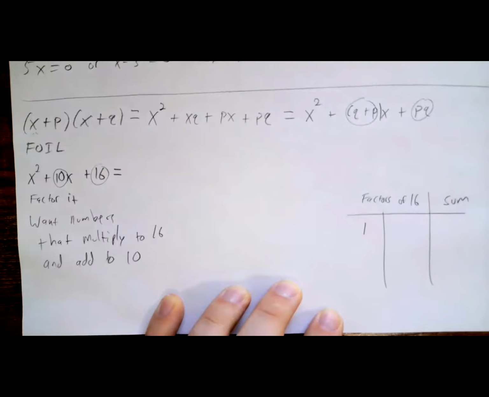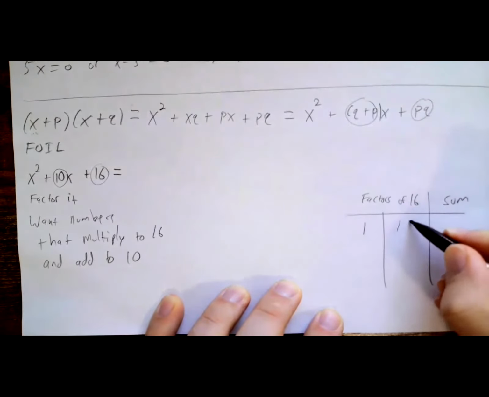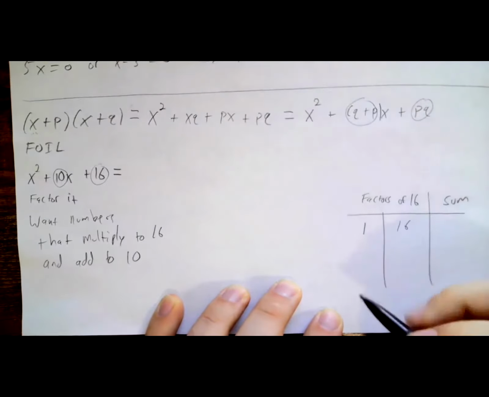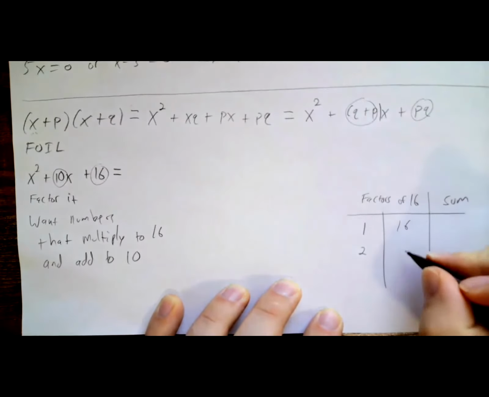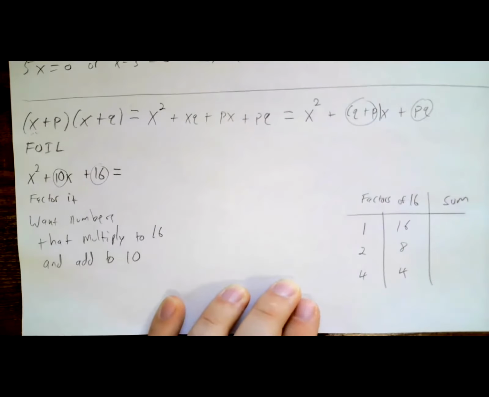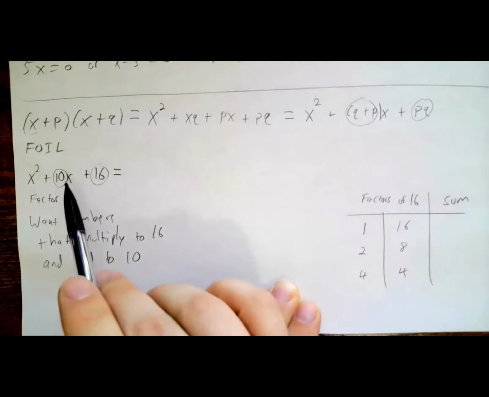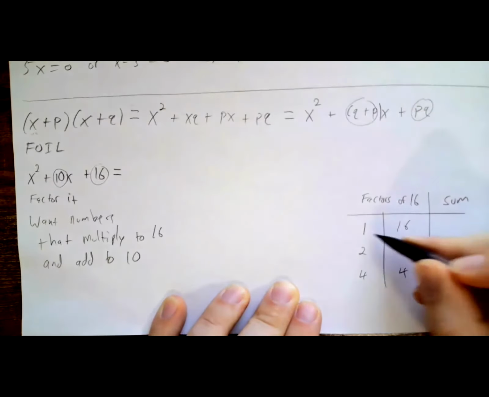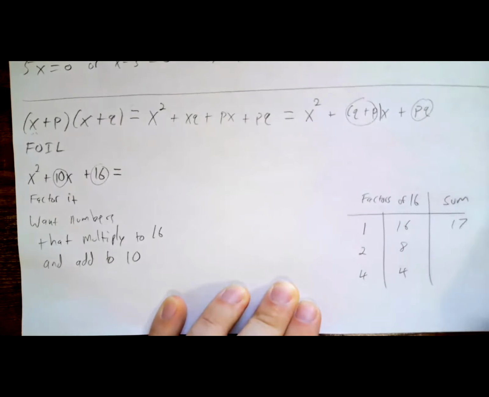And you can write them down in order, like 1 and 16. And then what's the next largest factor? You could do 2 and 8. Or you could do 4 and 4. And that's going to be it. And so among these factors, which pair adds up to 10? That's what you ask yourself. And so these first two add up to 17. It's not helpful. The last two add up to 8. It's not helpful.